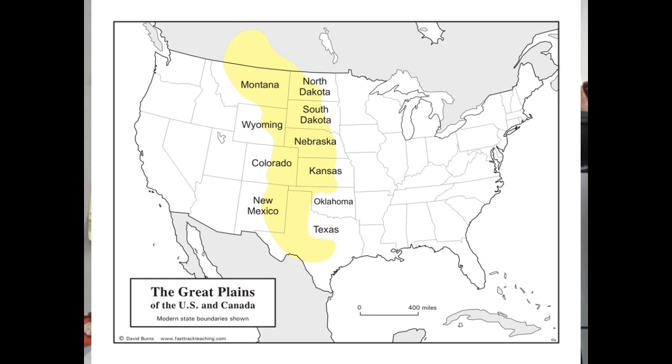Whether you're looking at Red Cloud's War or the Sioux War, a lot of the fighting is going to take place in the Great Plains region. And I'll show that on a map here. So as you can see, the Great Plains region really refers to like modern day North Dakota, South Dakota, places like that. We're really looking at the middle of America, geographically speaking.